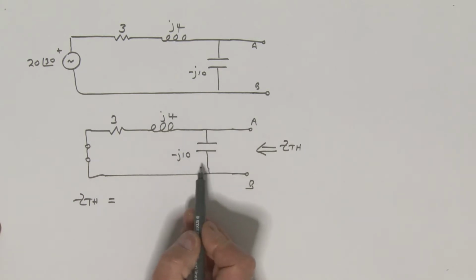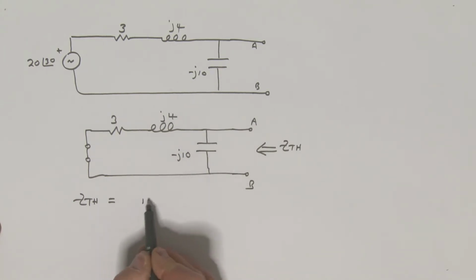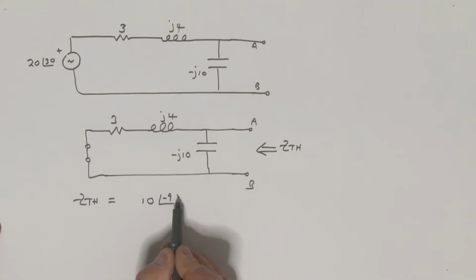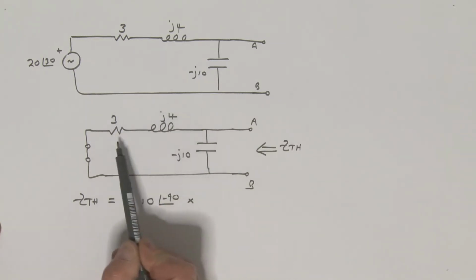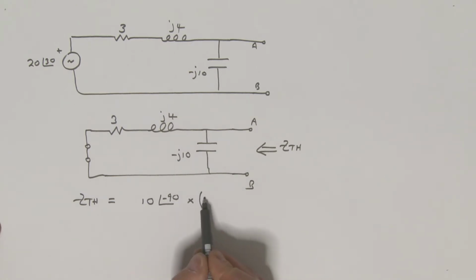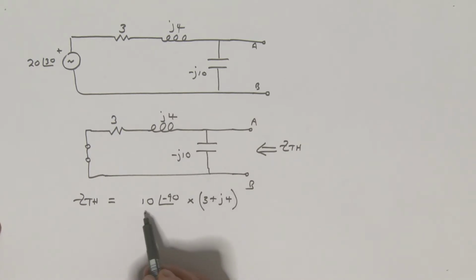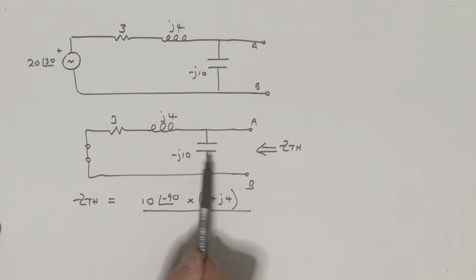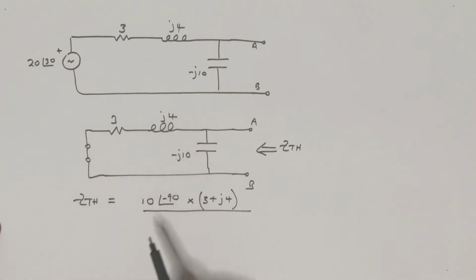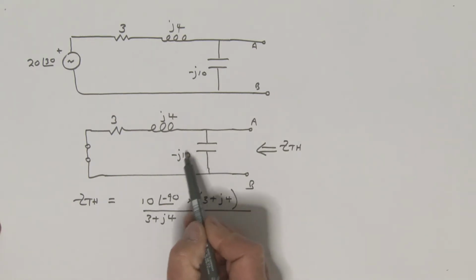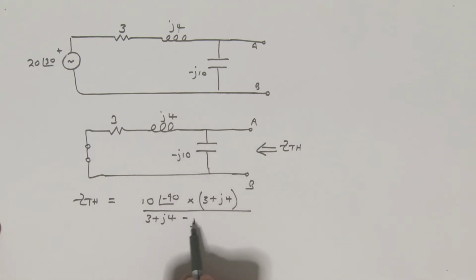I'll write this down in its polar representation. What is it? It's 10 at an angle of minus 90, and that's multiplied by what? This impedance here, which is what? I'll put a bracket here. It's 3 plus J4, okay? And then it's divided by the sum of this and this, which is what? Well, it's going to be the 3 plus the J4, and then plus this guy here, which of course is a minus J10, all right?